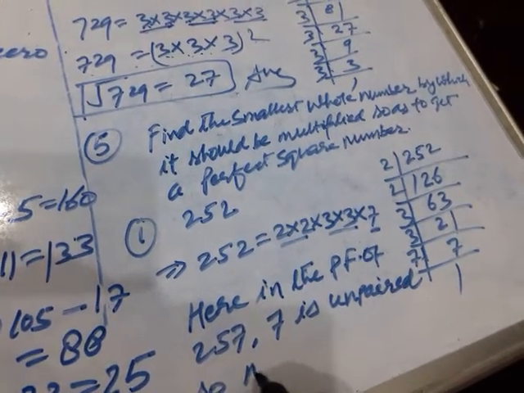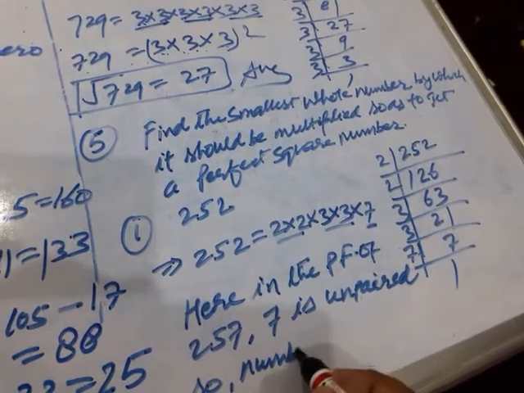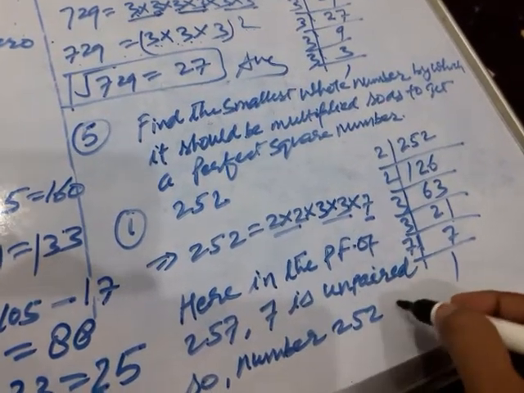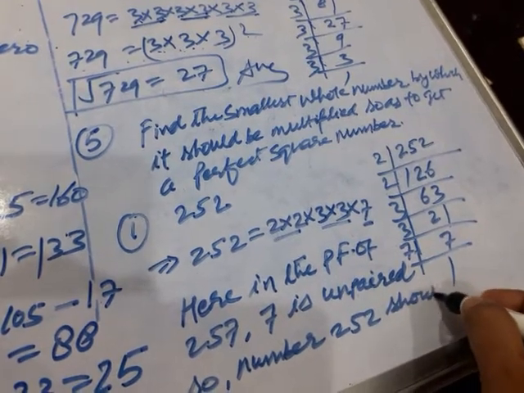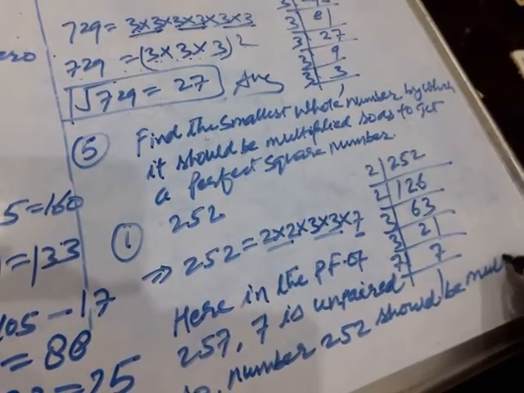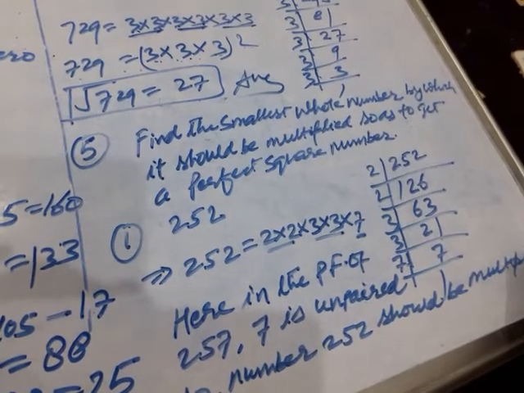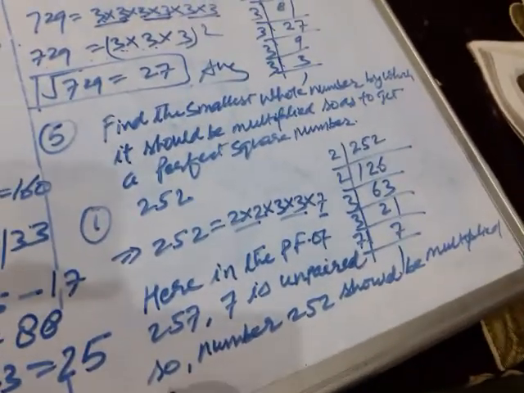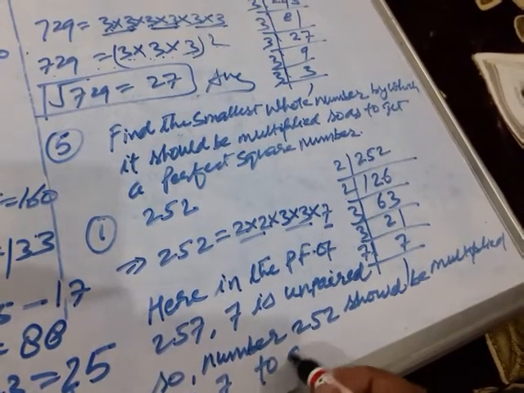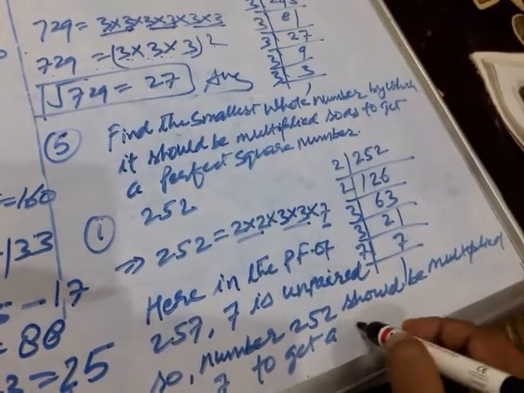Since 7 is unpaired, the number 252 should be multiplied by 7 to get a perfect square.